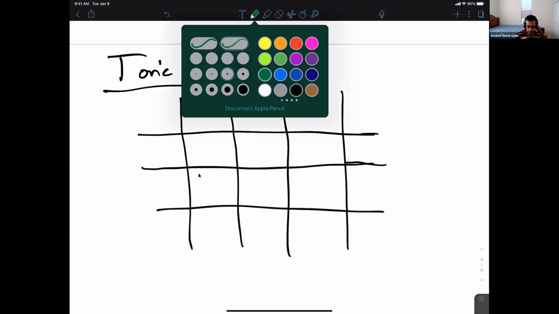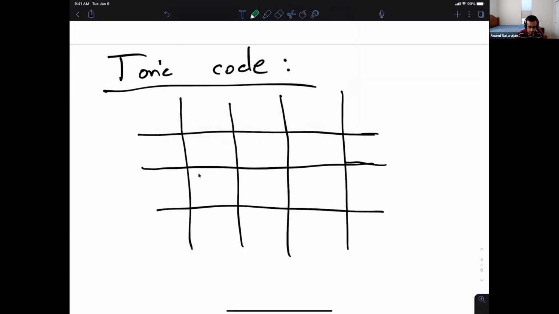Let's use a different color for the qubits. So the way I'm going to do it is I'm going to imagine I have a lattice in 2D. And then on every link in the lattice, there's going to be a qubit.